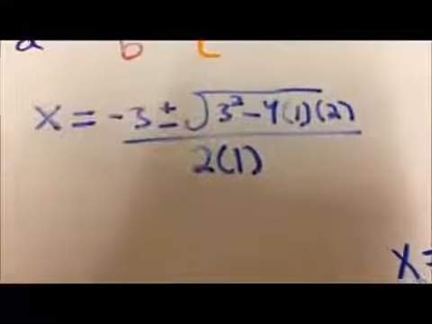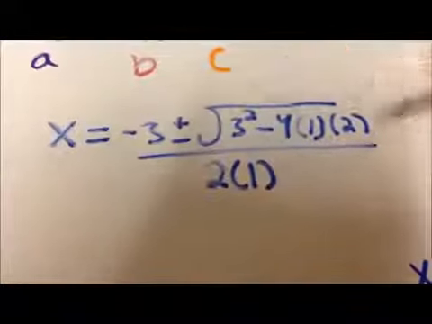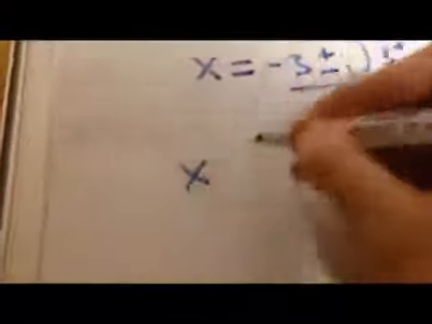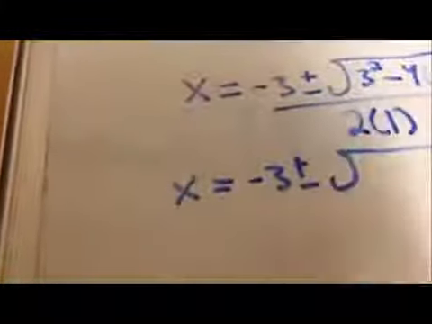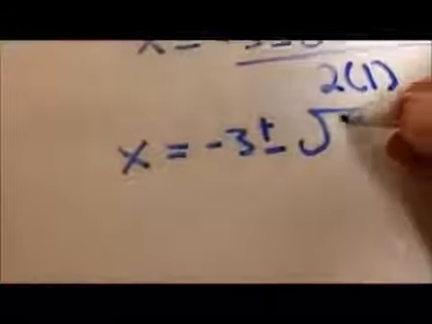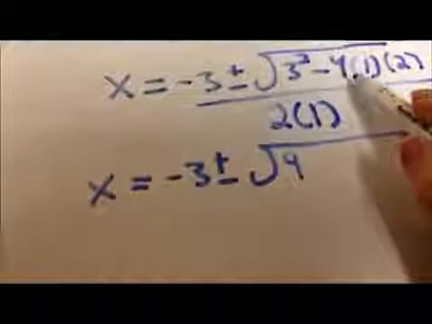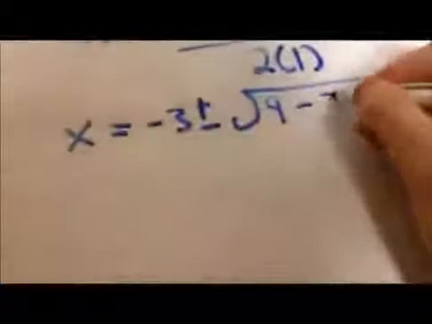To start by solving the equation, it's easier to just go ahead and start with what's inside the square root. So that's going to be x equals negative 3 plus or minus the square root of 3 squared, which is 9, minus 4 times 1, which is still 4, and then 4 times 2, which is 8. So minus 8 all over, and we can go ahead and multiply the bottom. 2 times 1, which gives us 2.